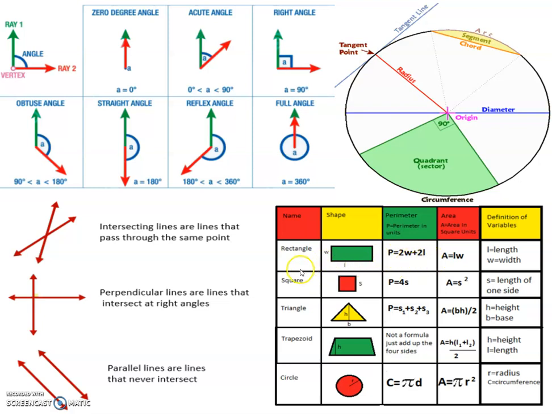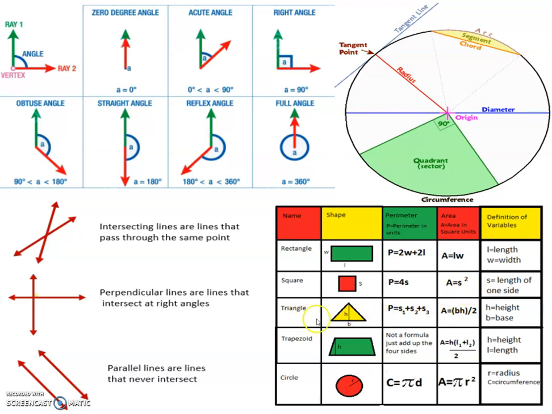Rectangle, perimeter is 2 into W plus 2 into L, where L is length, W is width. Area, capital A is equal to length into width. Now square, perimeter P is equal to 4 into S, where S represents the side. Area, capital A is equal to S square, where S is the length of one side. Means side square we have to cover.